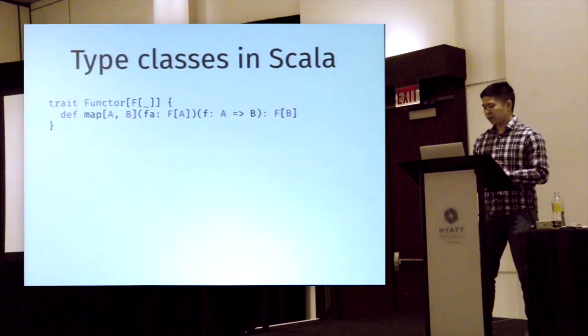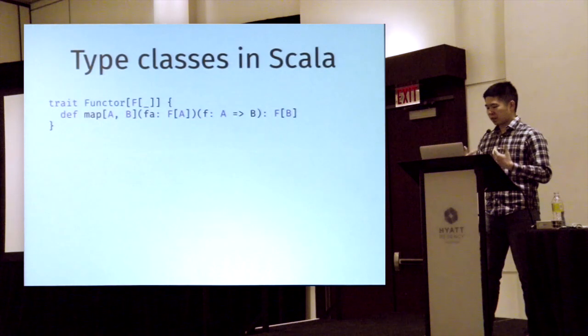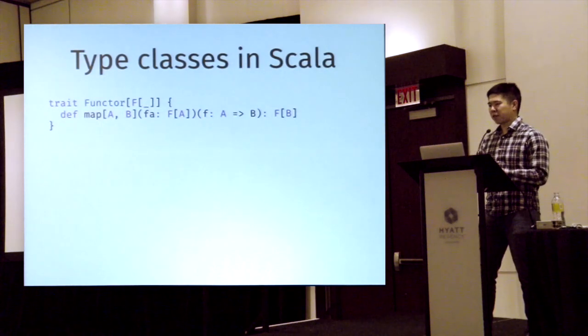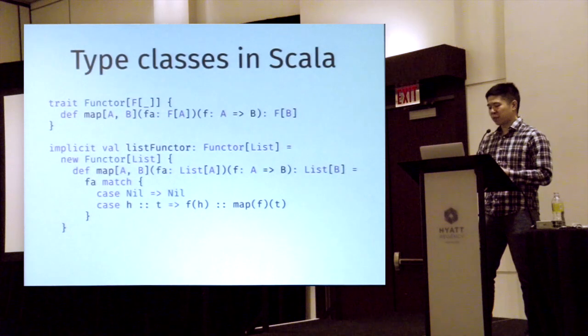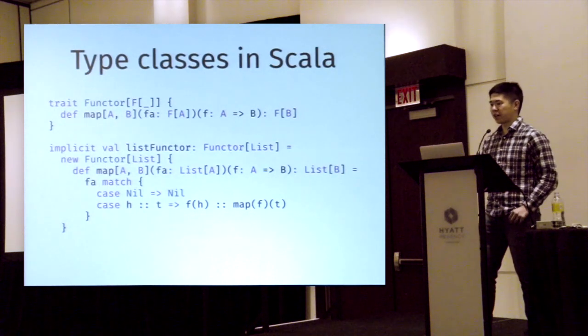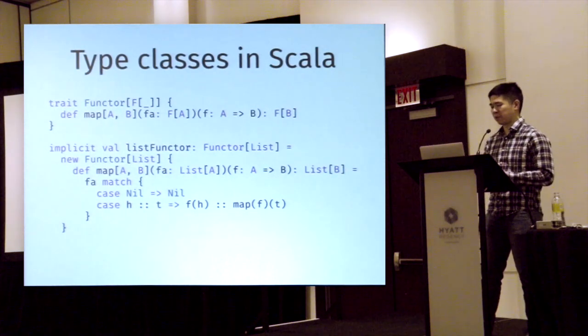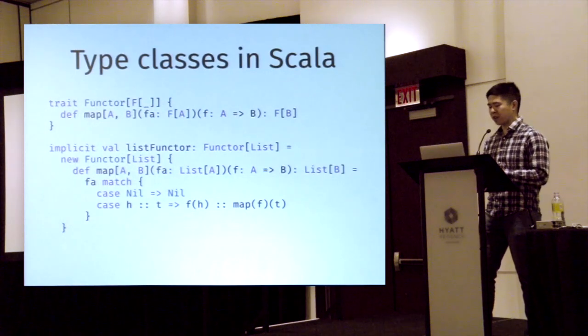So an example of a type class in Scala, this is just how we would define a type class. In this case, we have something called Functor, which talks about type constructors which support this map operation. We can define instances of this type class by just declaring an implicit value of the appropriate type. So in this case, I want to implement Functor for List, because List can support a map operation. So I declare an implicit value for Functor List, and then I will stick it in some object somewhere.